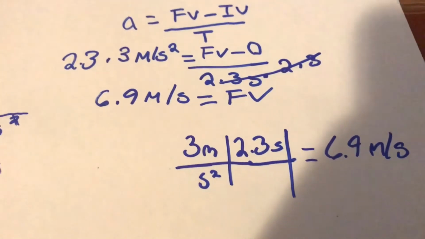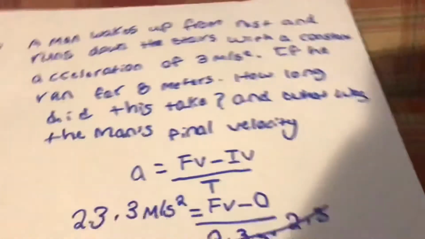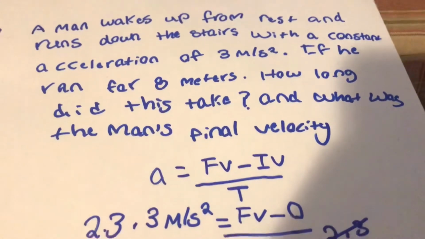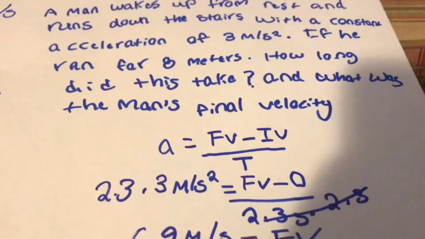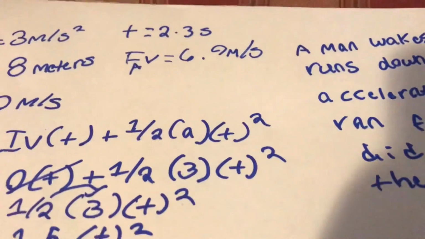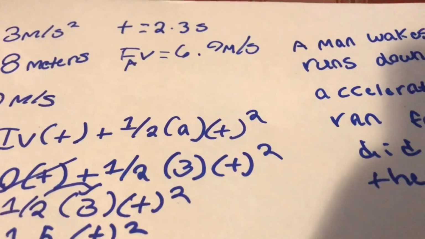So now we have the answer to the first question, which was how long did this take? And it took 2.3 seconds. And what was the man's final velocity? So the man's final velocity was 6.9 meters per second.